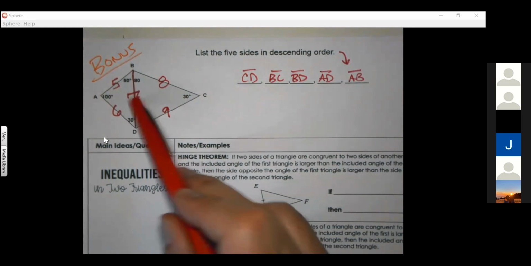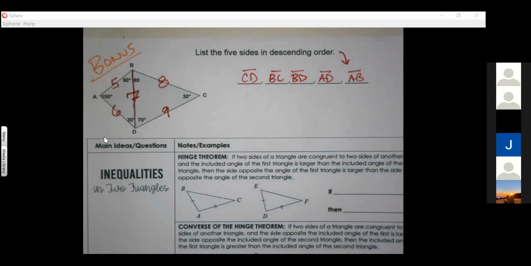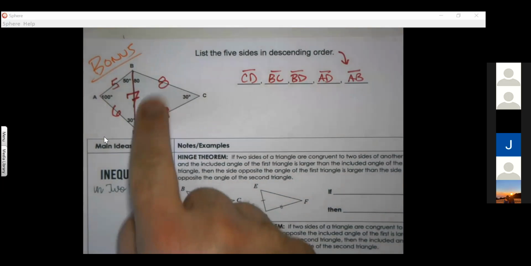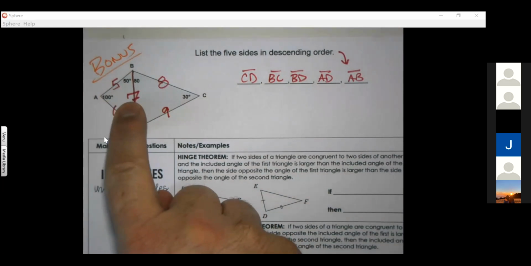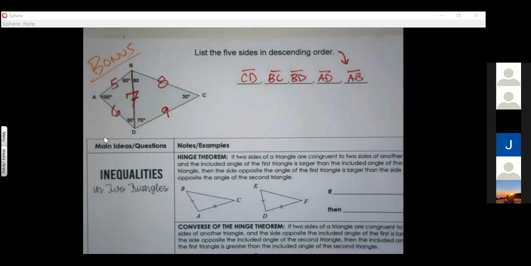With that little trick of picking some number for the middle, I think this problem is pretty easy. Without that trick, it's kind of confusing. But all we're saying is that it has to be the smallest side in this triangle and the largest side in this triangle. Any questions on that bonus problem?